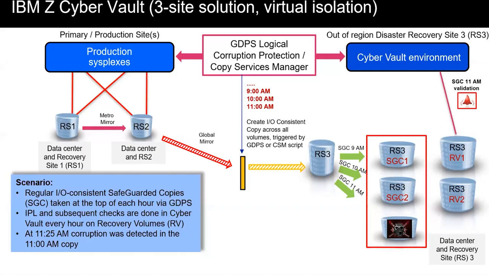So here's a picture of the environment, right? We have our production environment over here. I'm taking regular IO consistent safeguarded copies at the top of each hour. I'm doing IPLs in the Cyber Vault environment, and I've discovered that the error occurred. I discovered at 11:25 that 11 a.m. is bad and 10:50 is good. So this is just a picture of how this is fitting together. This is Copy Services Manager doing the safeguarded copies over here, or doing the copies over to your Cyber Vault environment or your DR site, and then within the Cyber Vault environment, we'll do the safeguarded copies.